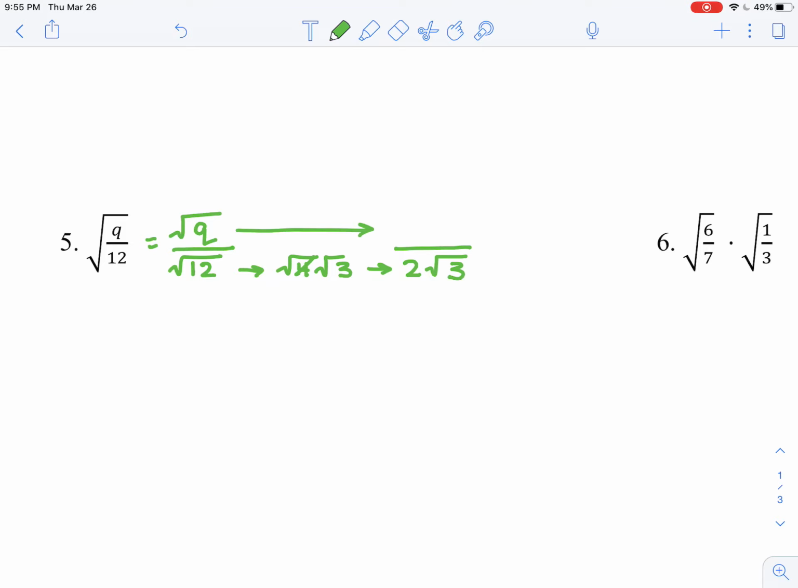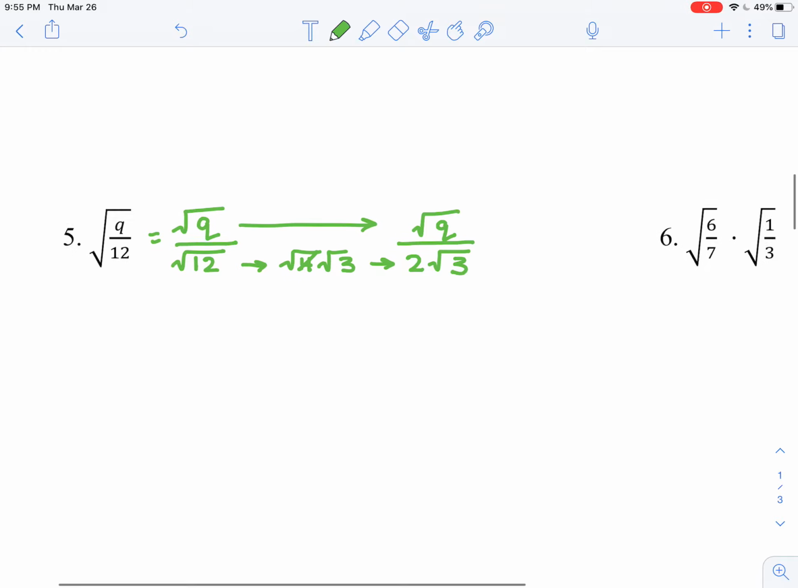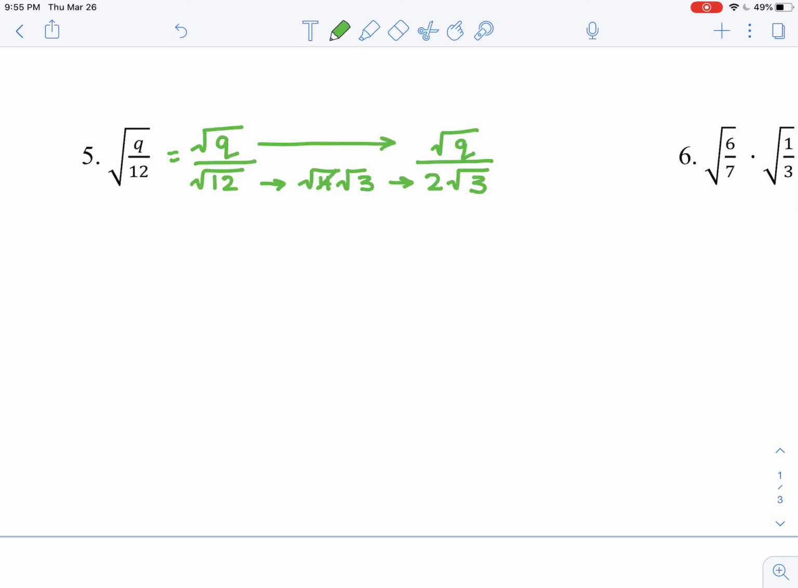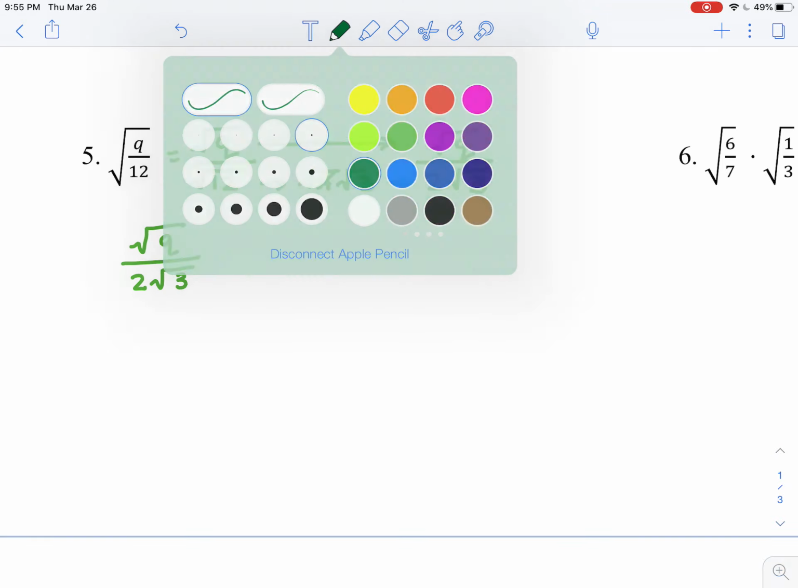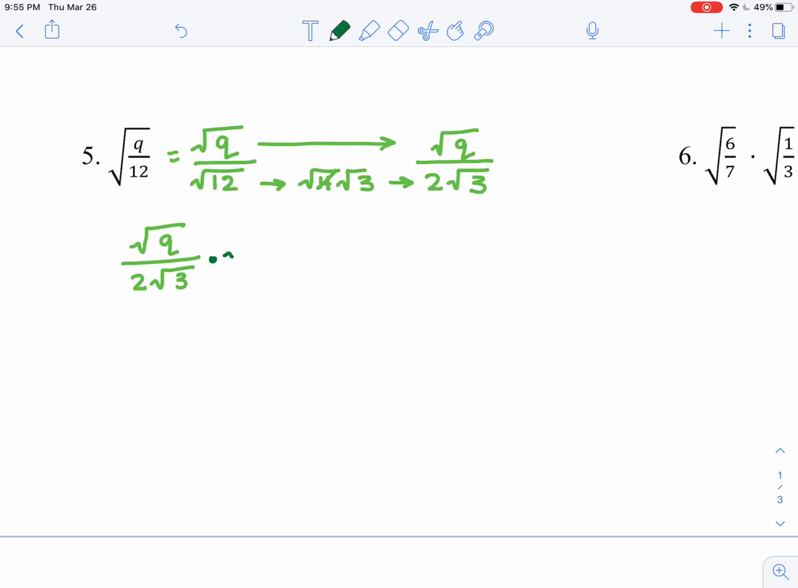In the numerator, q is not a perfect square, so that's going to stay just as the square root of q. Okay, when I look at what I have once I simplify the denominator, I can't have that square root 3. So to get rid of the square root of 3, we know to rationalize. So we're going to multiply the top and the bottom of the fraction by the square root of 3, just like we did before. Multiply by the radical that you have to get rid of.